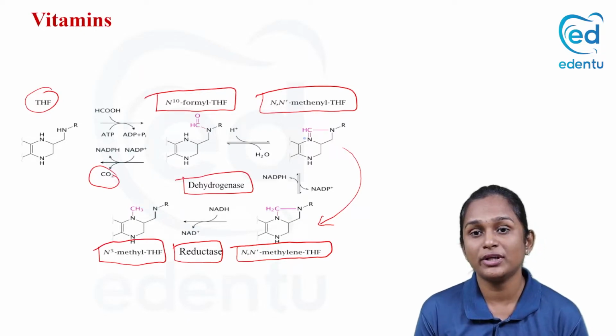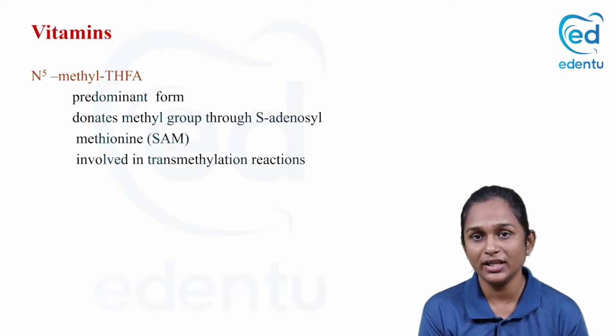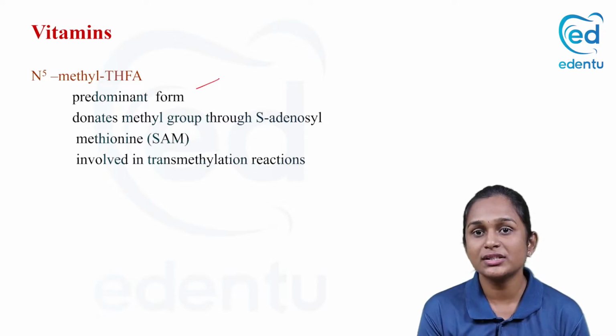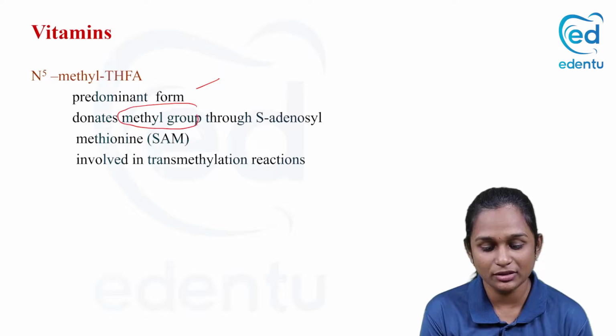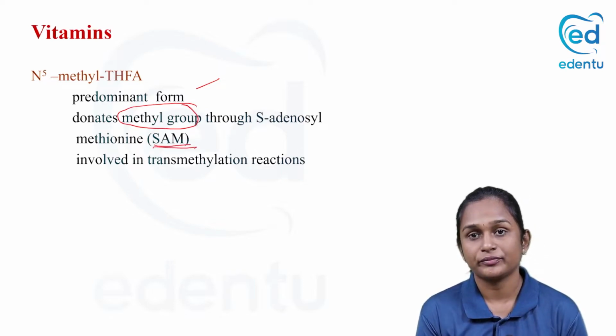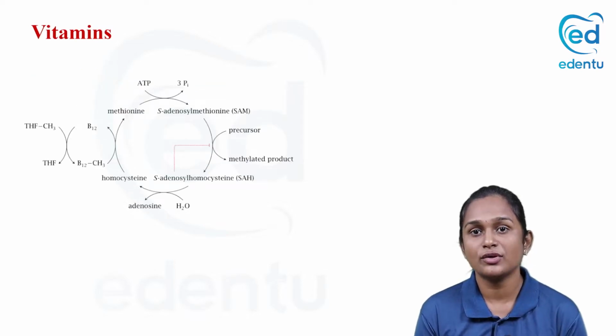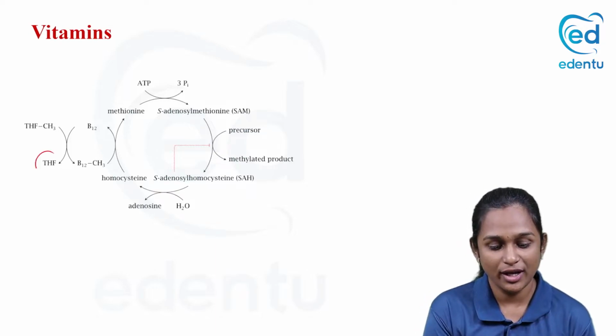This is the predominant form of tetrahydrofolate. N5-methyl tetrahydrofolate is the predominant form. This is the one which is going to donate the methyl group. How? By forming S-adenosyl methionine. So it has a role in transmethylation reaction. How does this happen?